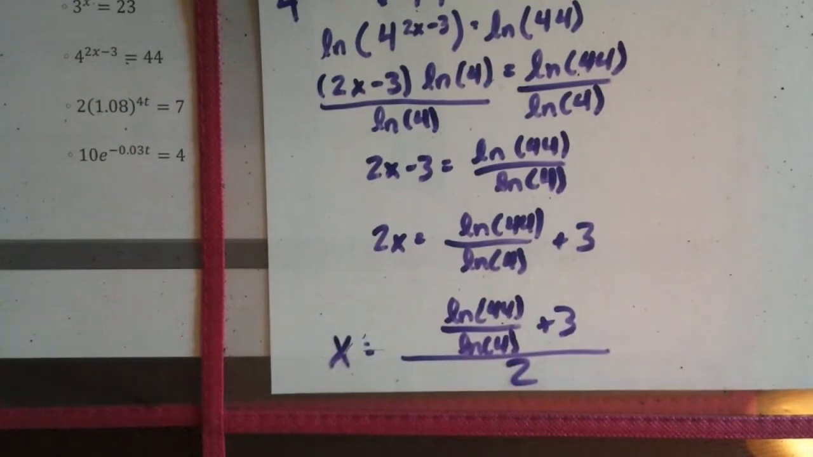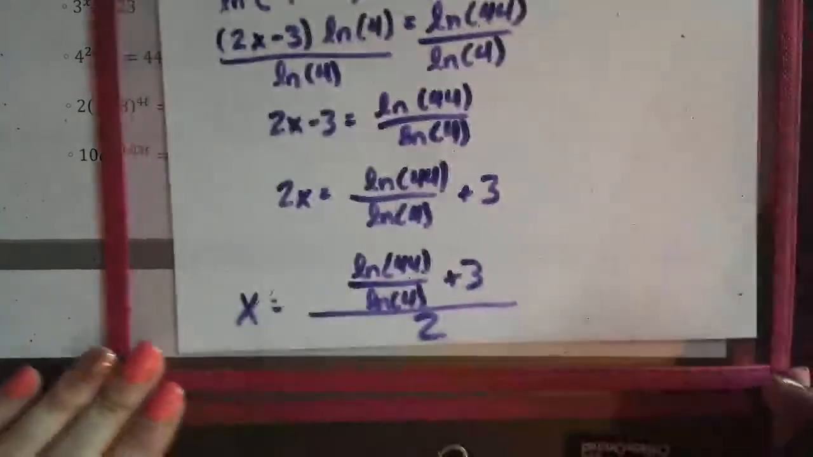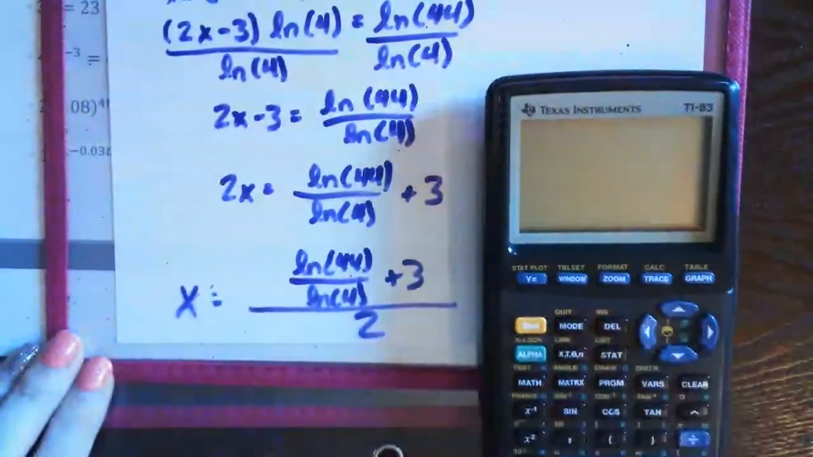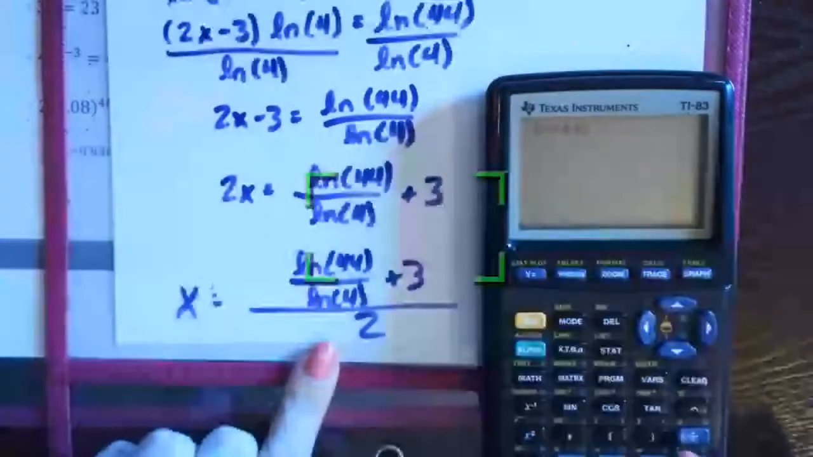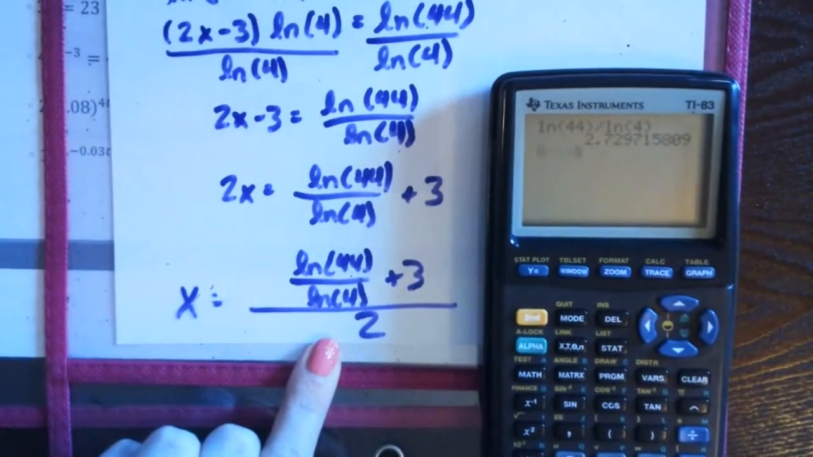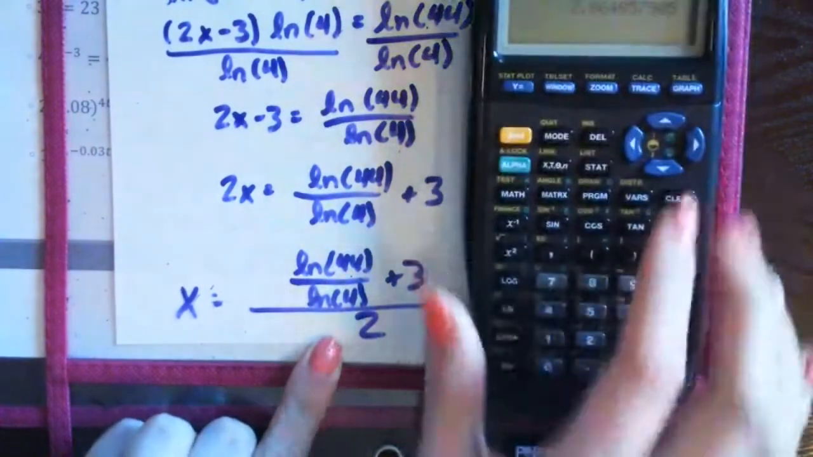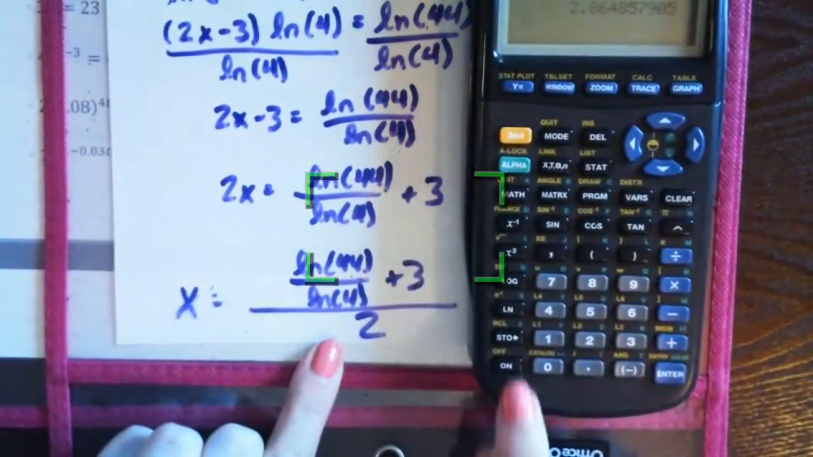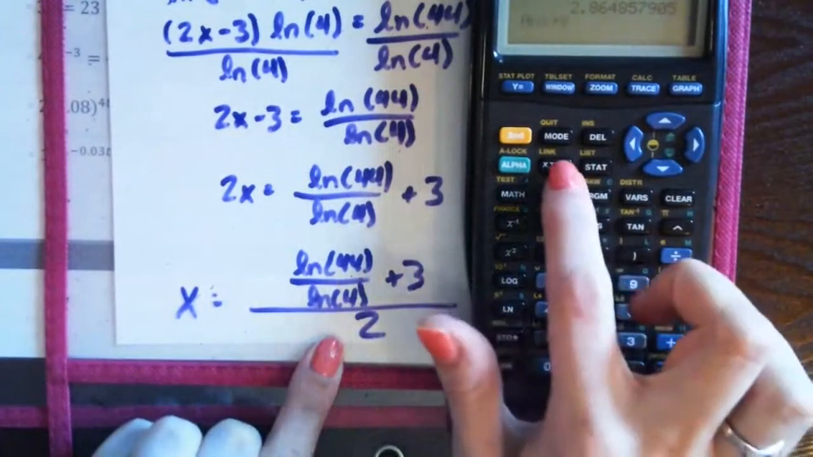Keep in mind that what we're doing here is we are solving equations. The good news about solving equations is you can always check your answer. I'm going to check my answer on this one because it is so complicated, but the good news is our calculator has ways of helping us get there. So x is equal to the natural log of 44 divided by the natural log of 4. To that, I need to add 3, and then I need to divide by 2. What I'm going to do is store this, so STO arrow, as x.